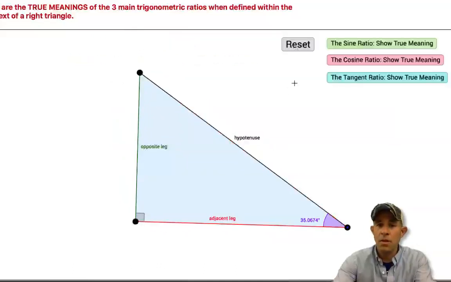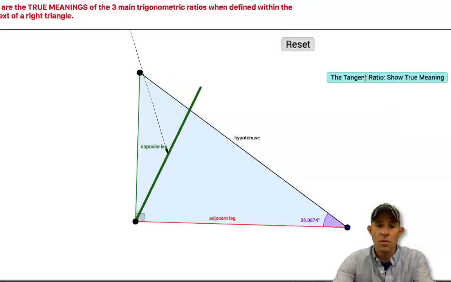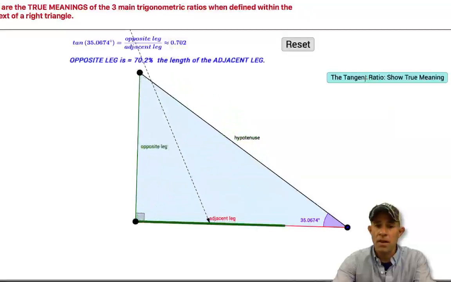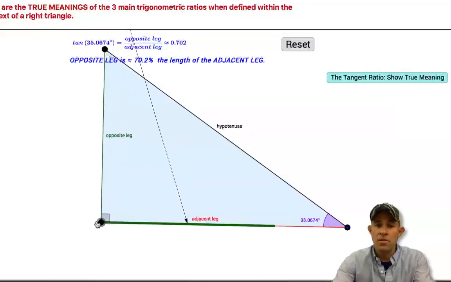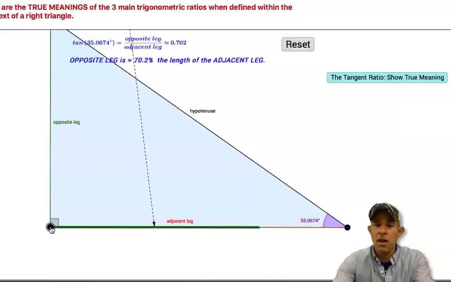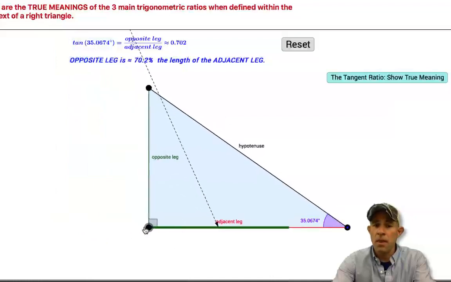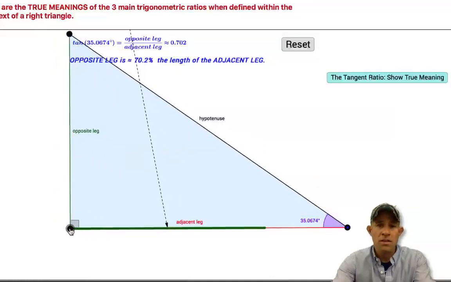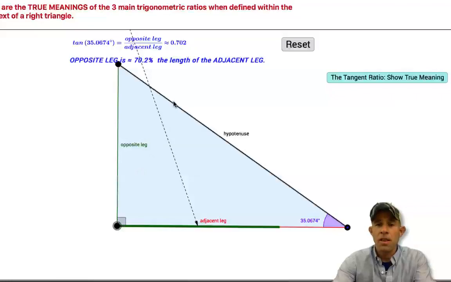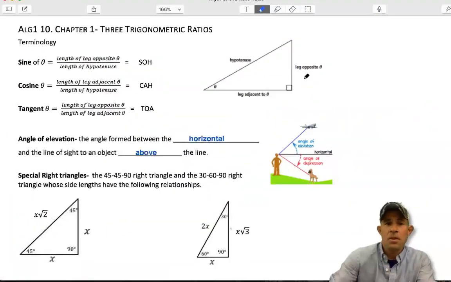All right, one last comparison, the tangent ratio. The tangent ratio compares the opposite leg and the adjacent leg. So here we go, let's swing our opposite leg down and compare it to our adjacent leg. And we see for a 35-degree angle, the opposite leg is about 0.7 the length of the adjacent leg. And again, as I increase the size of my right triangle, I'm not changing my angle at all. However, the ratio stays the same. All right, let's jump into today's notes here.